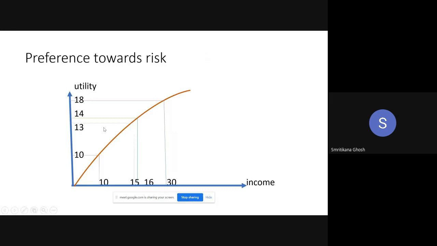Yes. So expected utility is the probability. As I said, the probability is equal, that is, a 50-50 chance is there. So expected utility is 0.5 into the income level, that is 10,000, plus another outcome that is also equally probable, so 0.5 into 30,000.